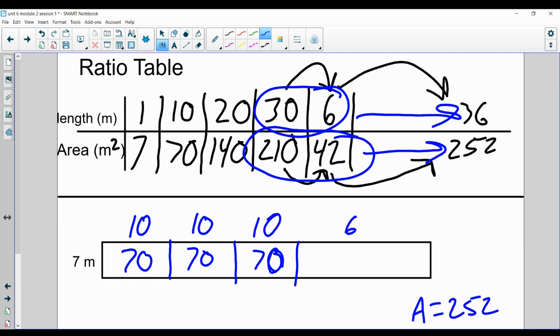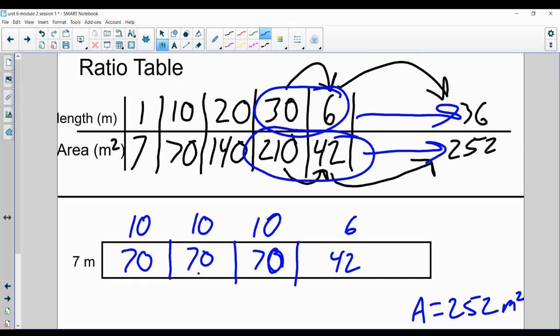Now, when you do your drawings, your area won't necessarily be exactly perfect. The more important part is how you label it. So if you notice on this top side, well, first of all, sorry, our area, if we do 70 plus 70 plus 70 is 210, plus our 42 is 252. And once again, that would be meters squared.